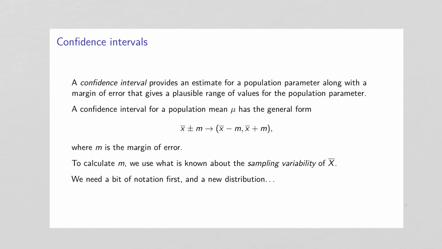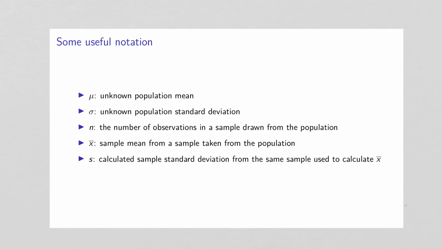So x bar plus or minus the margin of error is how we express it. To calculate m, the margin of error, we need to know what is known about the sampling variability of x bar. So mu is the known population mean, sigma is the unknown population standard deviation, n is the number of observations, x bar is the sample mean, and s is the standard deviation for the sample.